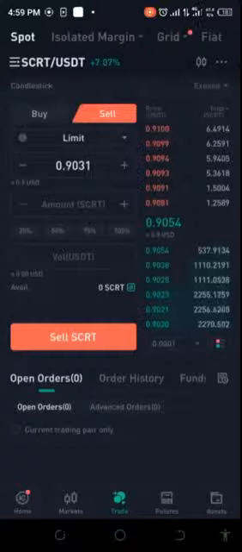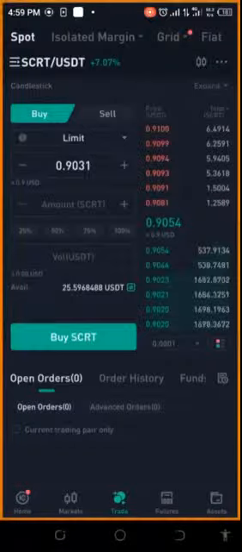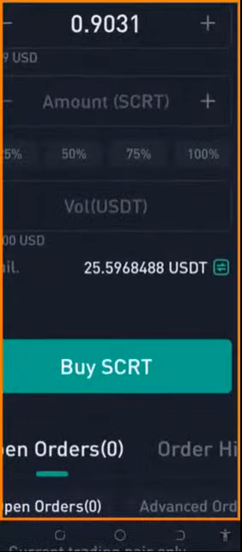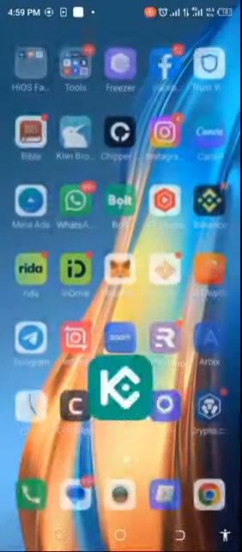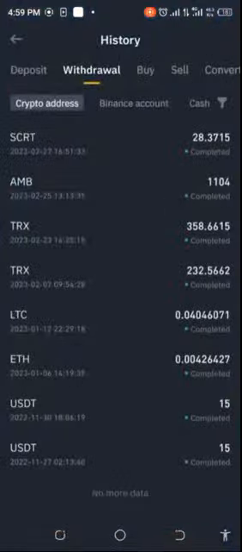So what do we have here? Wow, let's see what we have here. We have 25.59. Okay, what did we start with? Actually, we started out, I can't remember, but I'm going to show it to you. Let's go and check what we started out with in Binance, because I'm trying to remember.